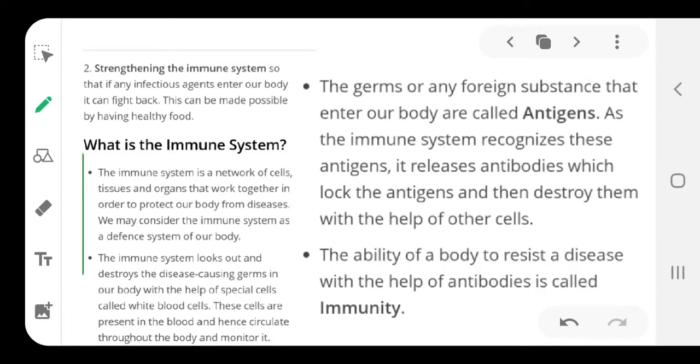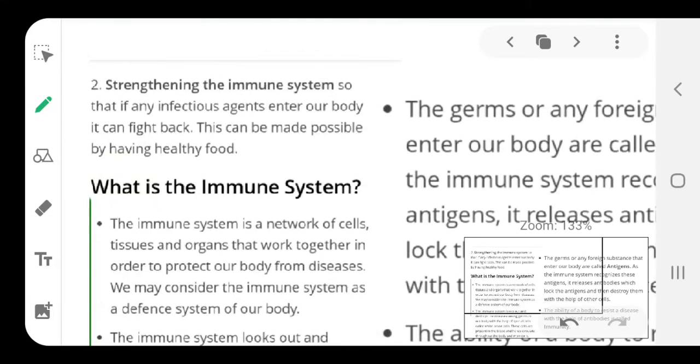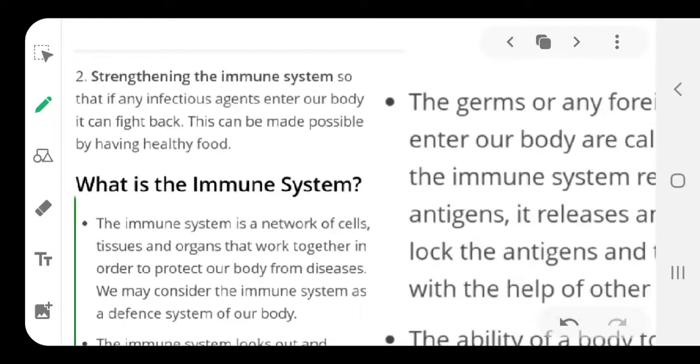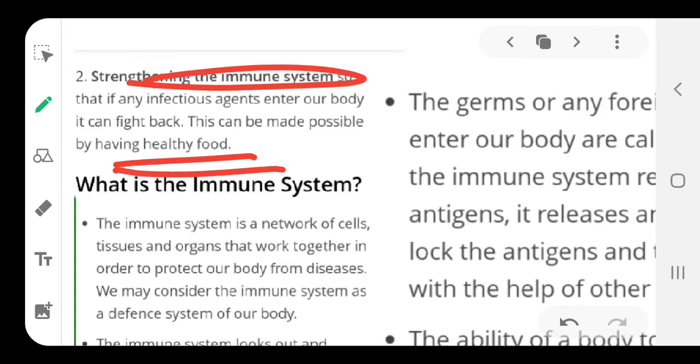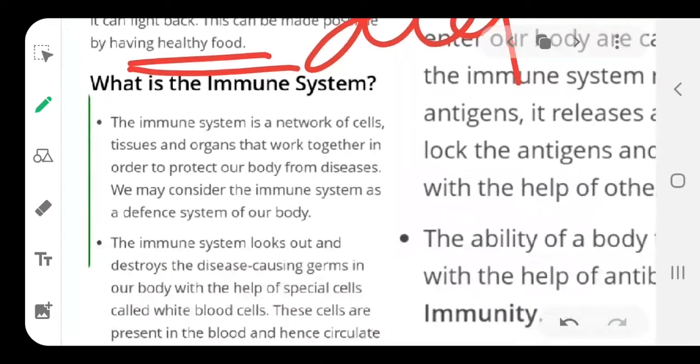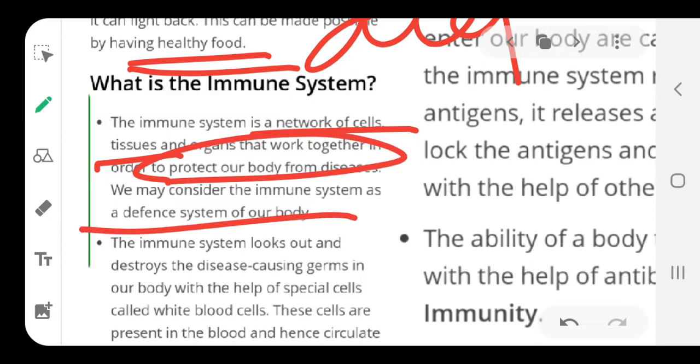Now, in order to manage our body with a good prevention technique, we should first of all strengthen our immune system, because it is the immune system that protects us, and that immunity can only be boosted if you have a nutritious and balanced diet. So, you can see diet plays a very big role in our healthy life. And if your immune system is strong, what happens? The immune system is basically a network of cells, tissues and organs that work together in order to protect our body. So, they build up our defense system.